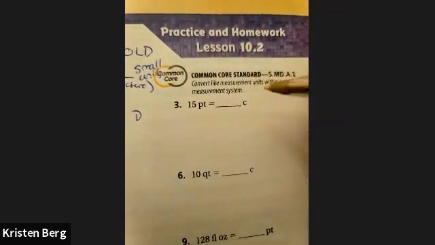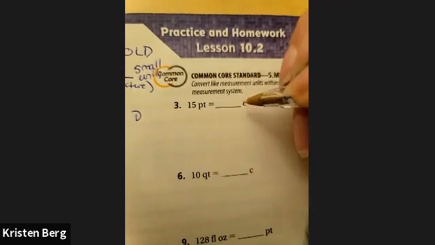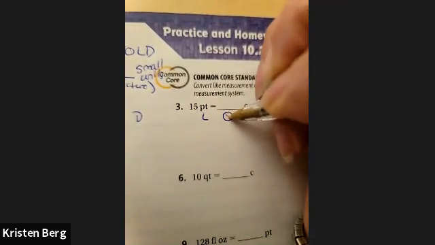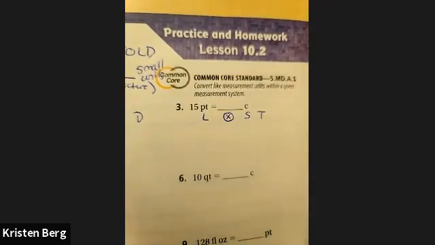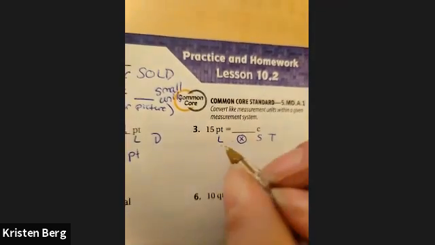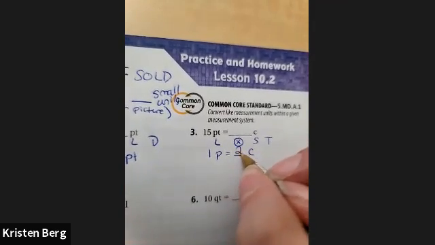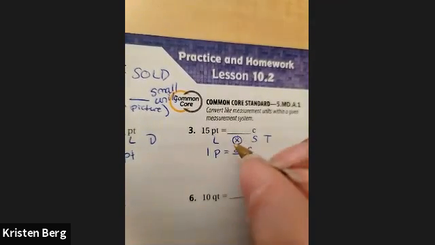Next, the next thing is pints versus cups. Which one is bigger? It is the pints. So we're going large to small, so we're spelling out lost. So we're timesing. 1 parent has how many children? Well, that is 2. They're responsible for 2 children. So what is 15 times 2? That is 30. So it would be 30 cups.